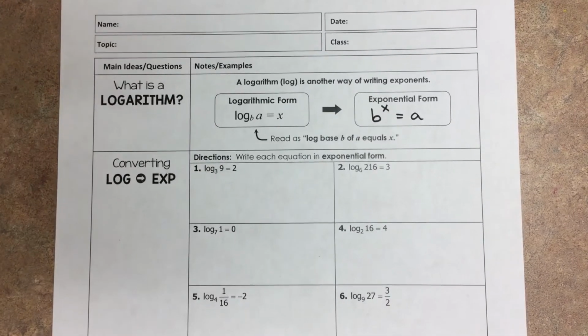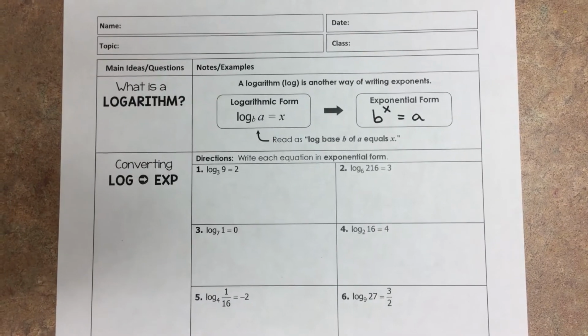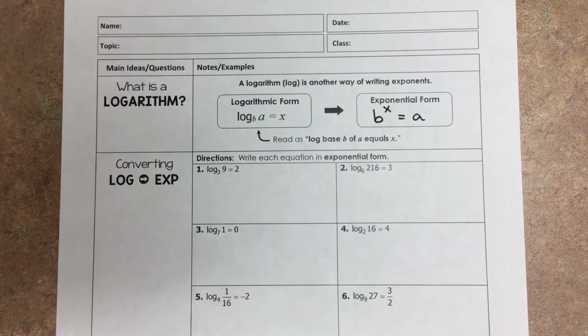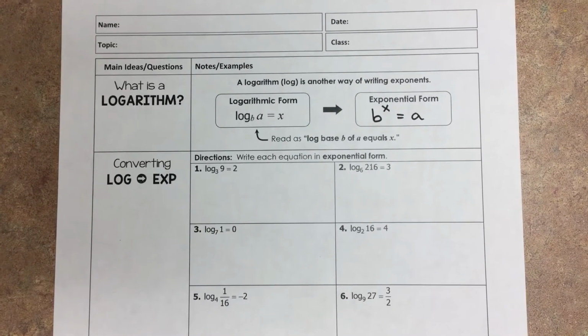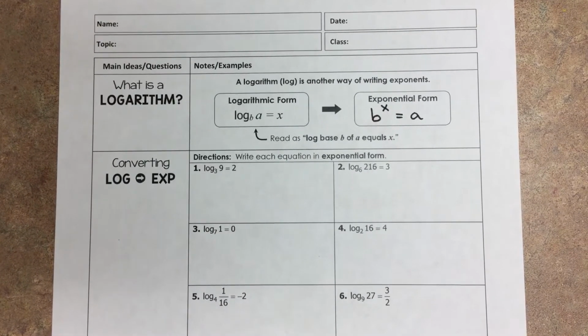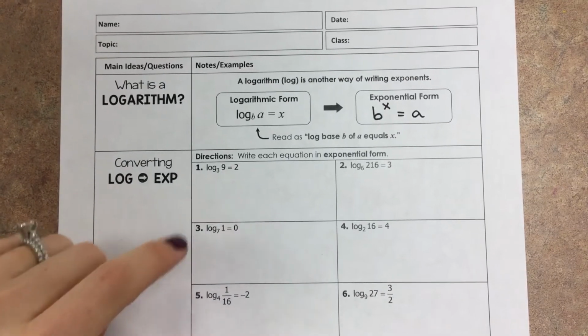So on the whole first page, all we're going to be doing is practicing converting back and forth between log and exponential form. In this first section, we're going to be starting in logarithmic form, converting to exponential form, and then vice versa in the next section. We're going to do the odds on this page. So first one right here.